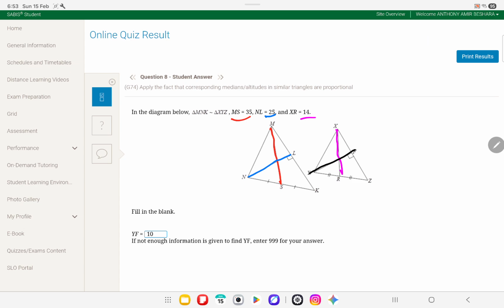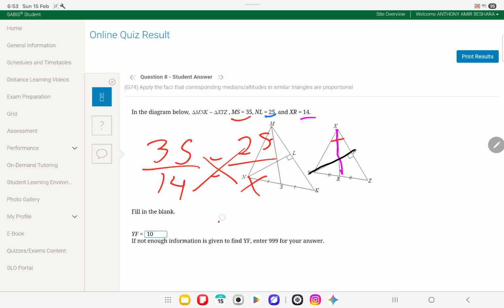So we do what's given. What do we have? We have MS and XR, which are similar. So we do 35 over 14 is equal to NL, which is 25, over YF, which we don't know, so we put as x. We do cross multiplication, it will be 35x is equal to 25 times 14. This dot means times.